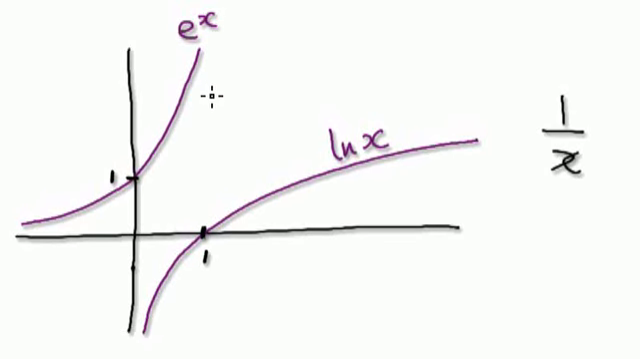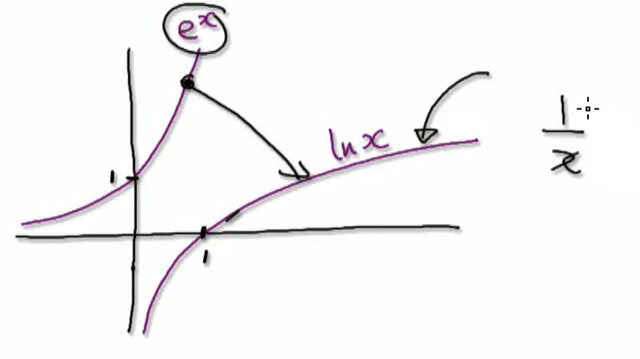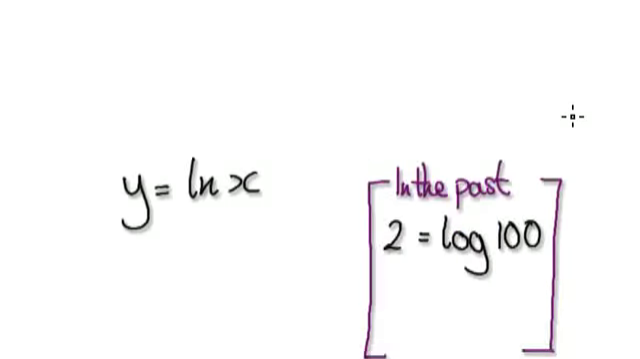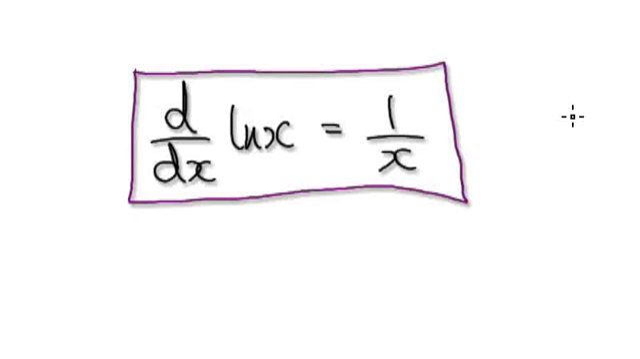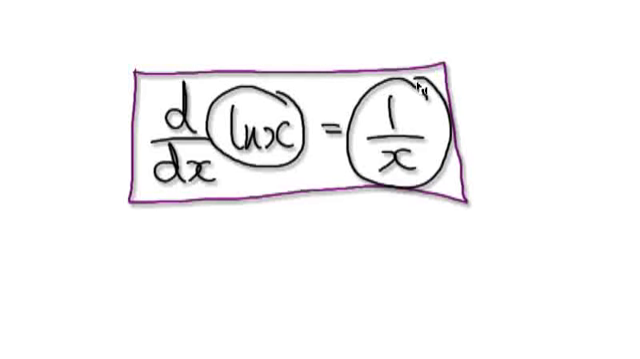It's kind of strange. We started out with e to the power of x, and in a way manufactured this inverse function, but then the derivative of this inverse function is 1 over x. So bear this in mind, because we will need this in the future. The derivative of the natural log of x is 1 over x.